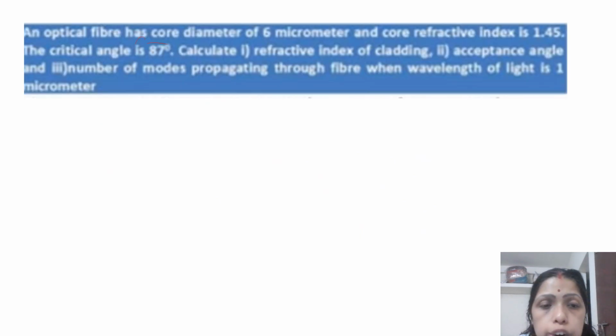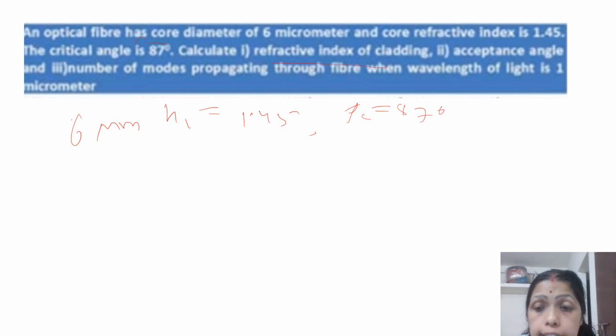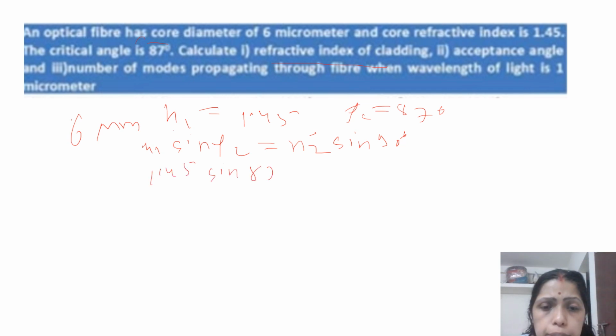So here the core diameter is 6 micrometer. Core refractive index eta 1 is equal to 1.45. Critical angle phi c is equal to 87 degree. You have to calculate the refractive index of the cladding. If you remember my last lecture, put Snell's law at the core cladding interface: eta 1 sine phi c is equal to eta 2 sine 90. You are putting the critical condition at the interface of the core and cladding. So 1.45 sine 87 degree is equal to eta 2. From here you will get eta 2 as 1.48. You can check the calculation.